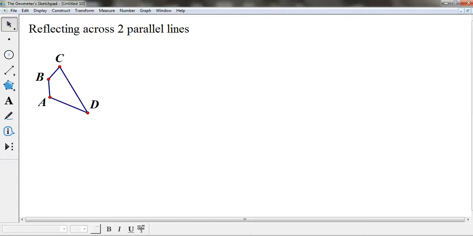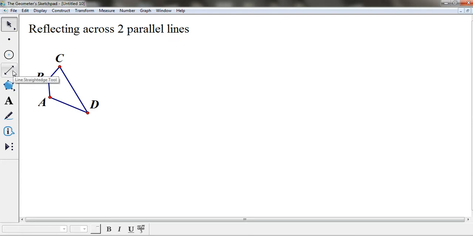Okay, what we're looking at is a specific composition of transformations, not functions, meaning two or more transformations performed back to back, which has some unique properties, and that's reflecting across two parallel lines.